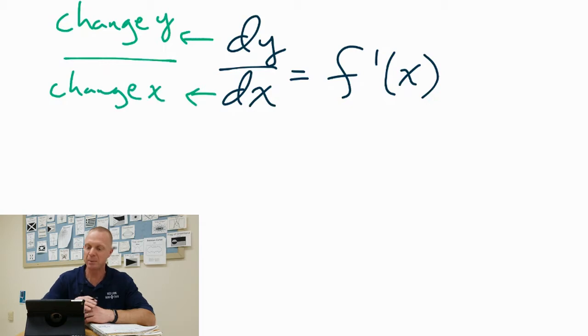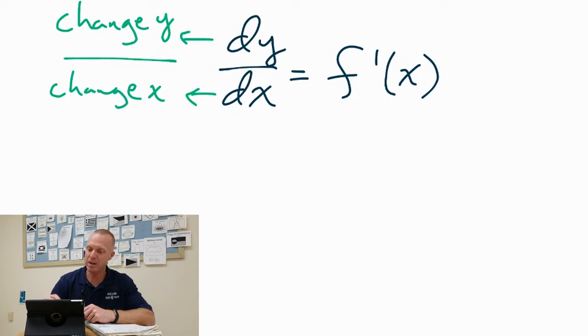Now, where have you heard that before? Where have you heard change in y over change in x? Yeah, that's right. It's the slope. Of course, we know that a derivative is a slope. But if you think about the numerator and denominator separately, we could separately say that dy is the change in y. And we could separately say that dx is the change in x.